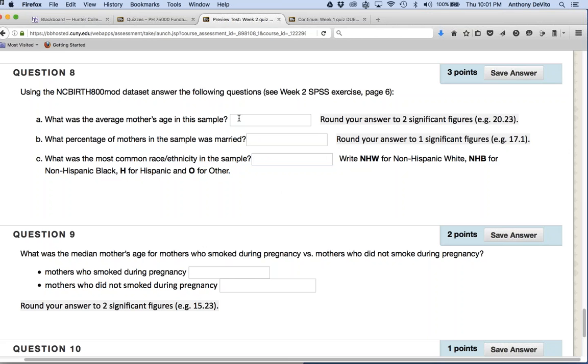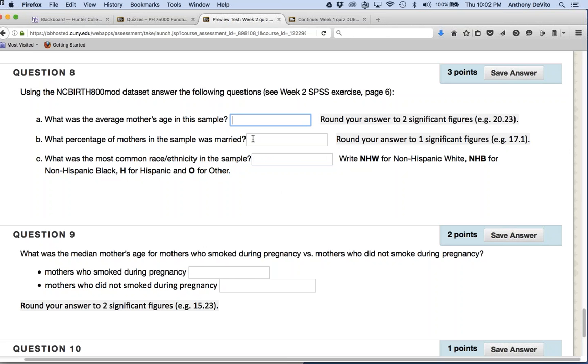The average mother's age, and that's a numerical variable, right? So the descriptive statistic we would be interested in is the mean, or the average. And that would be the mean or average of the mother's age. I think the variable name is M age in this data set.